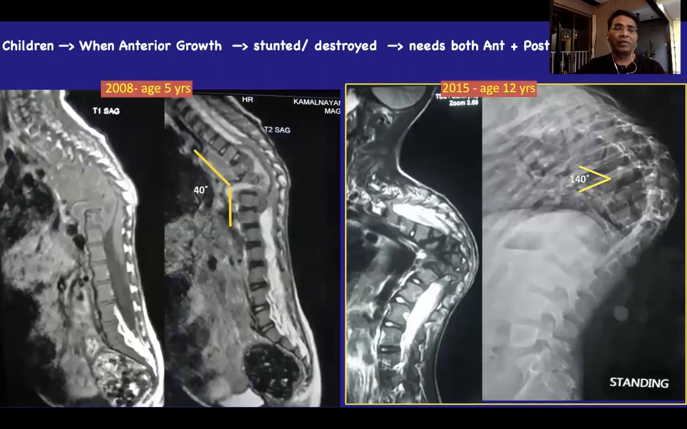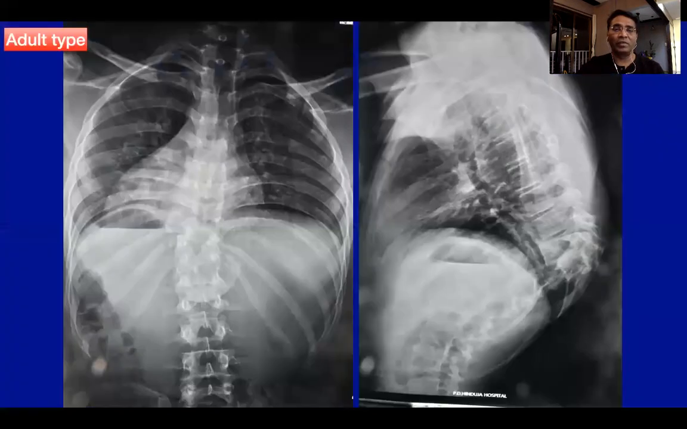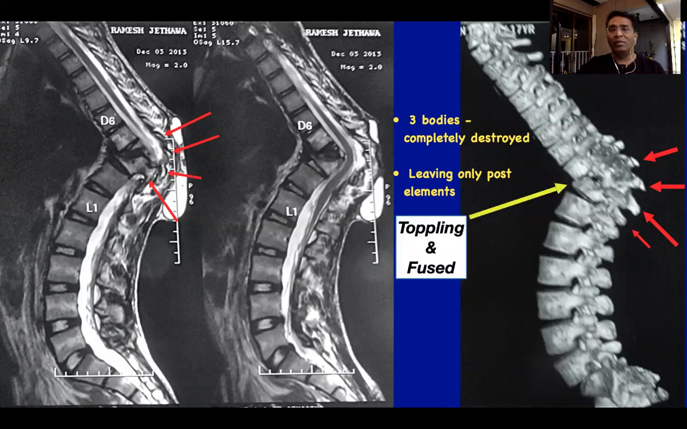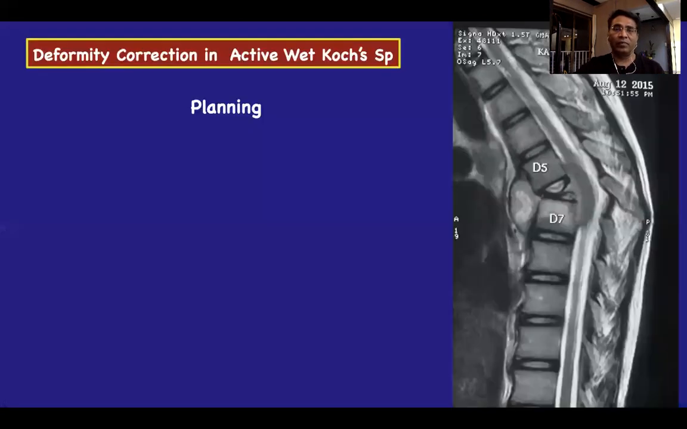For example, this particular case having multiple vertebral destruction with only 40-degree kyphosis, which if treated earlier could have been much better, but landed up after 5 years into about 140 degrees of kyphosis. In contrast, the adult onset usually, for example in this case, has about 3.5 body destruction, but still has settled with toppling and fused in about 80 to 90 degrees of kyphosis.